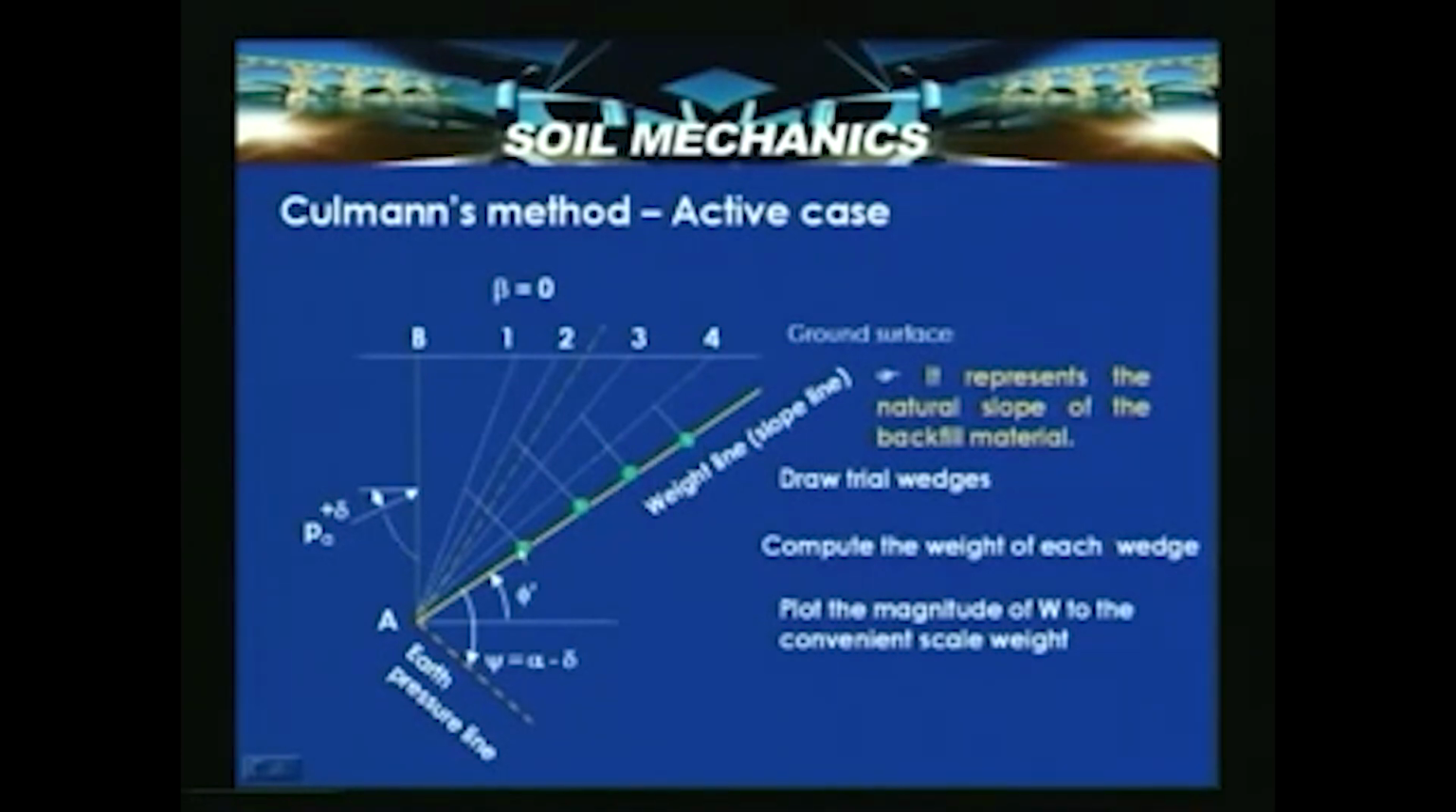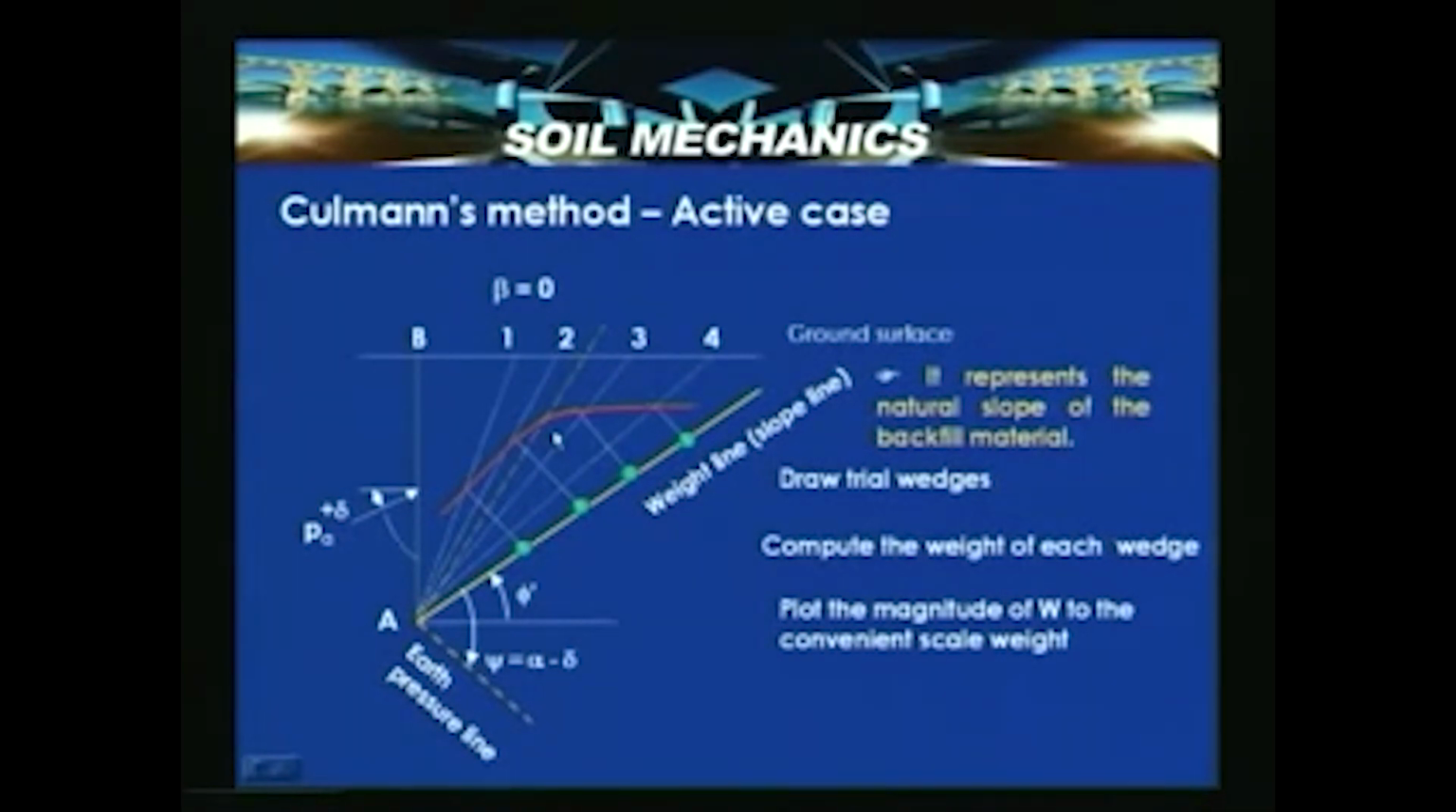Now from these points, draw a line parallel to the earth pressure line, that is this line. Where it cuts, that is the point A2, and this is the point where it cuts, A3. Similarly, this is the point where it cuts, A4. Joining these we get the Kalman's envelope. This is nothing but the earth pressure locus.